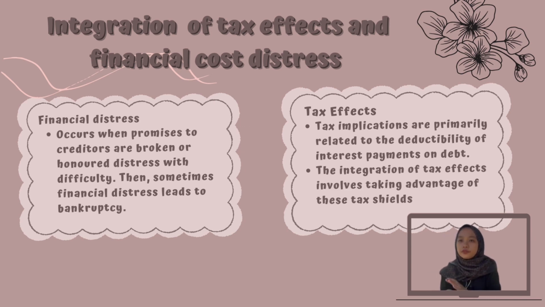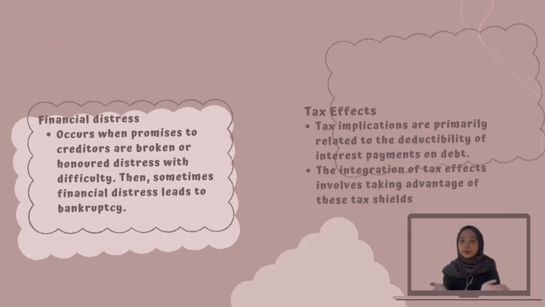Integration of tax effects and financial distress costs involves finding the right balance between debt and equity financing. This balance aims to maximize the tax benefit of debt while minimizing the potential costs and risks associated with financial distress. It's a complex financial decision that requires careful analysis and modeling to determine the optimal capital structure for a company. The goal is to strike a balance that enhances the firm's value and minimizes the overall cost of capital.